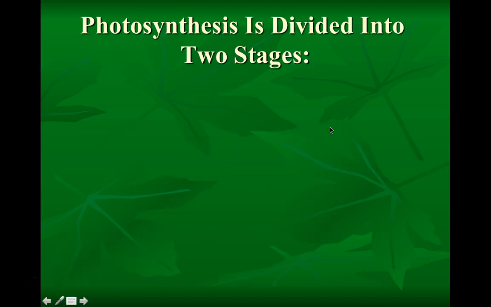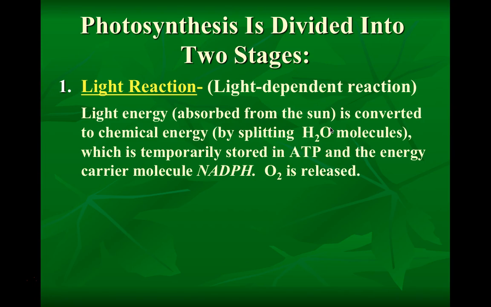There are two main stages of photosynthesis. The first stage is called the light reactions, or the light-dependent reactions. In this stage, the light energy that's absorbed from the sun is converted by splitting a molecule of water. So the energy that comes from the sun will break the bonds of the water molecule.